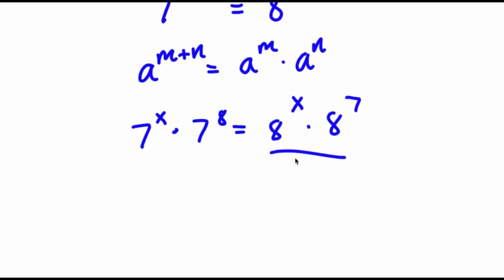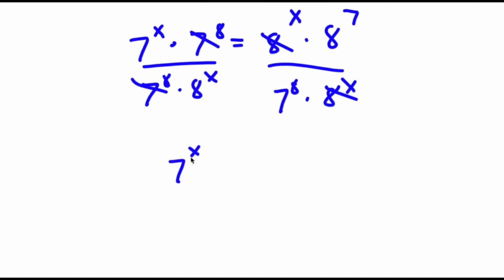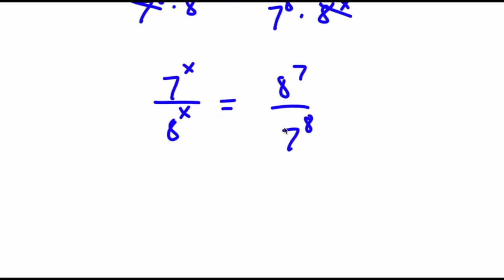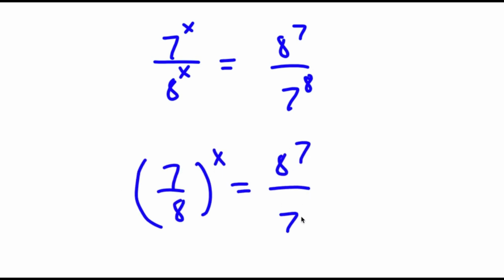Now I'm going to divide both sides by 7 to the power of 8 times 8 to the power of x. So then these two cancel out and these two cancel out. And I'm left with 7 to the power of x over 8 to the power of x is equal to 8 to the power of 7 over 7 to the power of 8. Now this is the same thing as (7 over 8) to the power of x is equal to 8 to the power of 7 over 7 to the power of 8.